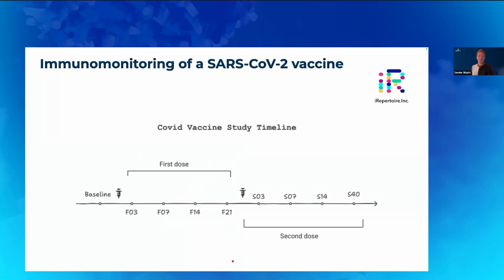So the first use case will be on a SARS-CoV-2 vaccine that we did in collaboration with iRepertoire. Basically, they ran this COVID vaccine study where they took samples at baseline, did a first shot, and then had 4 different samples which they submitted to T-cell sequencing after the vaccine shots, then had a second dose with, again, 4 different time points, 3 days, 7 days, and 14 days after the second dose.